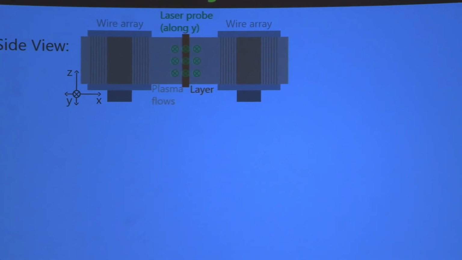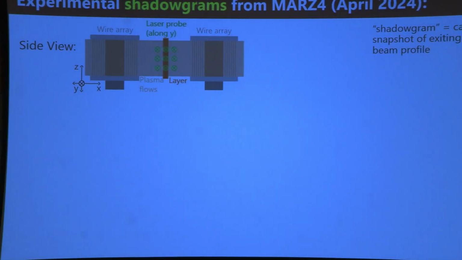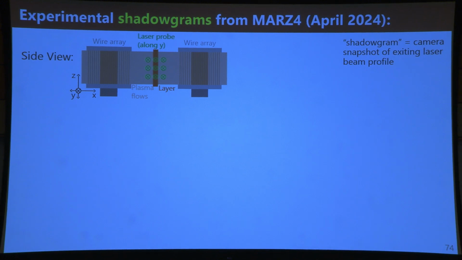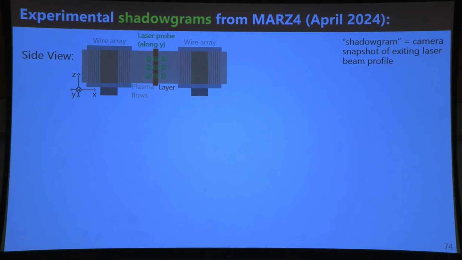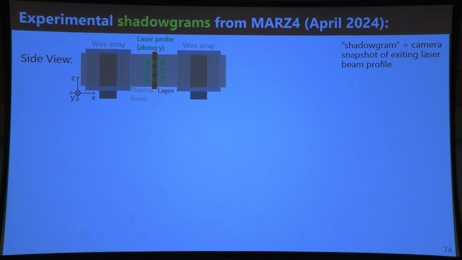So this is the last thing I will show you for today. These are going to be the experimental shadowgrams from our Mars IV experiments from April of last year. And a shadowgram is just the name of what we just saw, the camera snapshot of the laser beam intensity profile. For reference at the top, I'm showing you the side view of our system, again reminding you that we are shining the laser beam into the board through the entire reconnection layer.